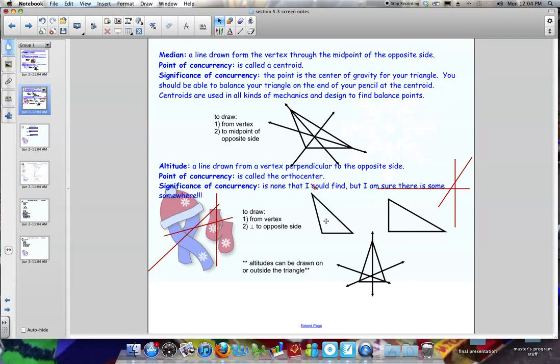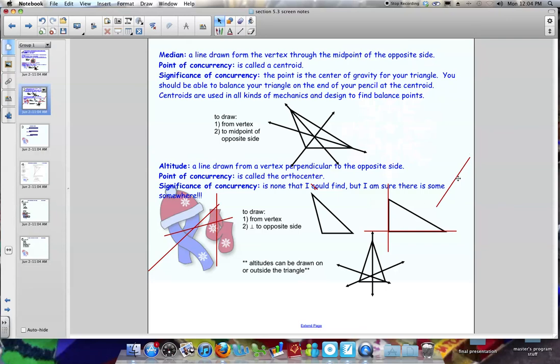In right triangles and obtuse triangles, altitudes look a slight bit different. If I draw a line from this vertex perpendicular to the opposite side, that actually follows along the side of the triangle in a right triangle. Same thing with this one. If I start at this vertex and draw perpendicular to its opposite side, that ends up being an actual side of the triangle. And the significance of that is because this is already a right angle.